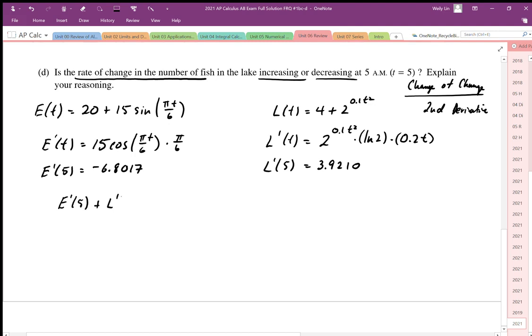And then the change of the change is going to be E prime of 5 plus L prime at 5, and when we add those two values together, we're going to end up with a negative value, so we know that it is decreasing.